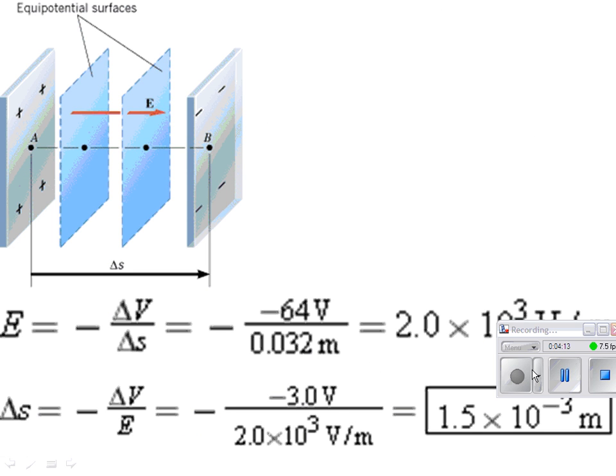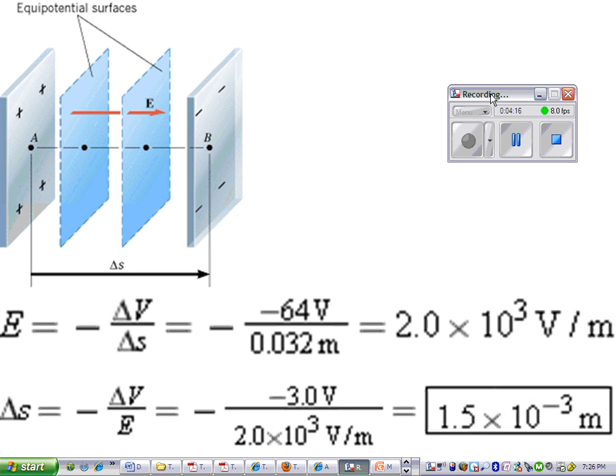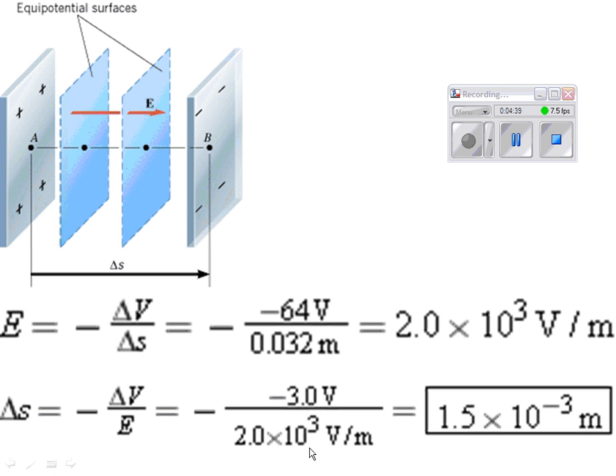So here we have it. We found the electric field between the two plates, which was negative 64 volts over 0.032 meters, giving us 2,000 volts per meter. And then we use this equation again, but now for a different distance, for this shorter distance that we wanted to calculate. We knew the potential difference was negative 3 volts, and the electric field was 2 times 10 to the 3rd volts per meter that we calculated earlier. So the change in displacement between those plates is 1.5 times 10 to the negative 3 meters.